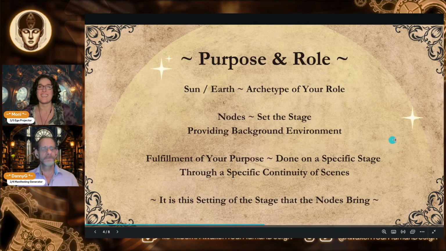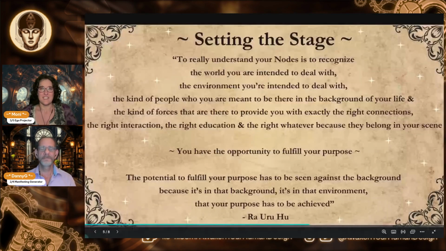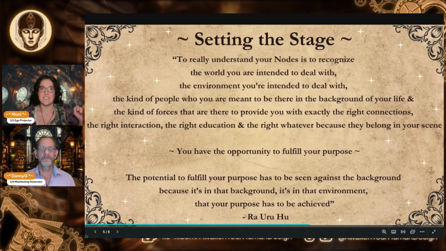Yeah, absolutely. So, setting the stage. To really understand your nodes is to recognize the world you are intended to deal with, the environment you're intended to deal with, the kind of people who are meant to be in the background of your life, and the kind of forces that are there to provide you with exactly the right connections, the right interaction, the right education, and the right whatever, because they belong in your scene. You have the opportunity to fulfill your purpose. The potential to fulfill your purpose has to be seen against the background, because it's in that environment that your purpose has to be achieved.